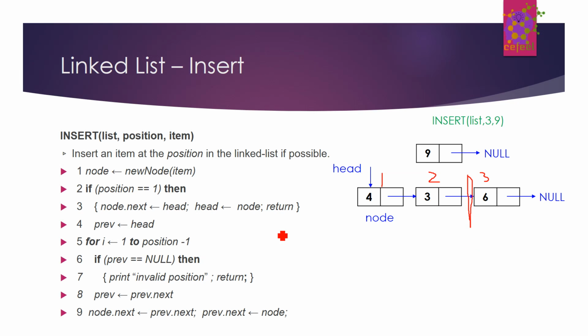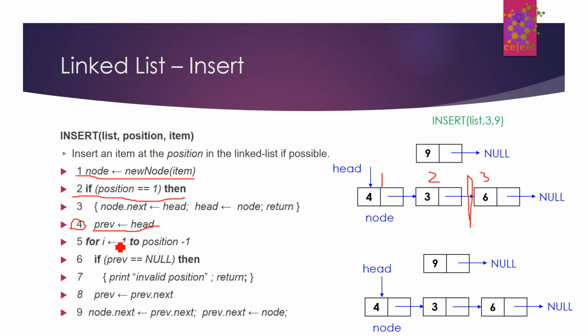So what should we do? Now in this case, we first create the node, similar to before. In the second step we check whether position equals 1, which is not true, and hence we skip step 3 and go to step 4. In step 4 we have a previous pointer which starts from head, and then we will move our pointer. So let's say previous pointer here points to 4, and then we have to move position minus 1, which means 2. Position is 3, position minus 1 is 2, so we will have to move I from 1 to 2.